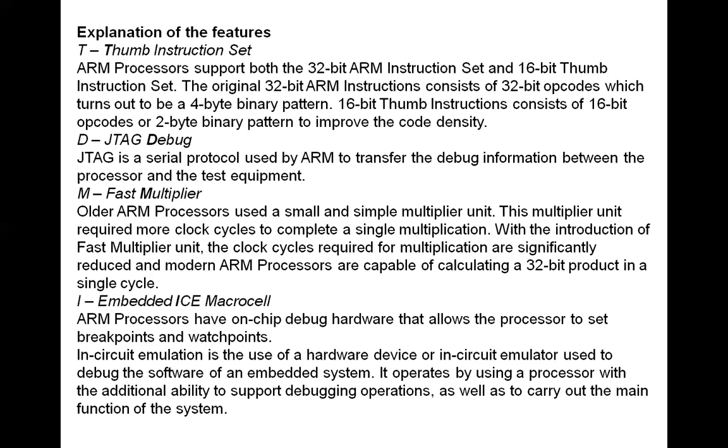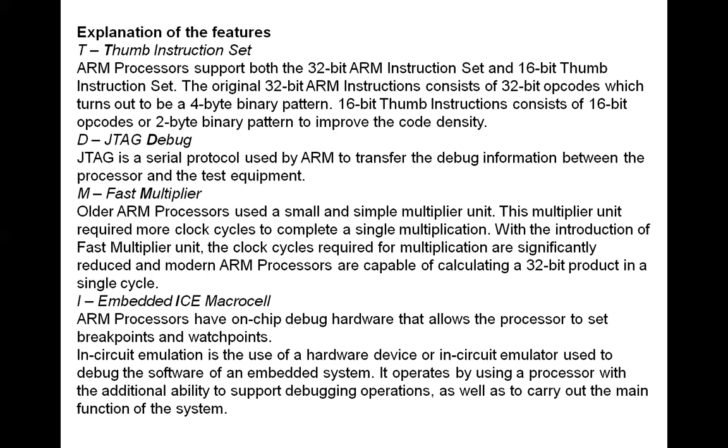As I told you, in the 8051 only a single multiplier unit will be there, and it will help you do the multiplications. But it has a drawback that it requires a lot of clock cycles for that operation. Now, because of modern technologies, you are capable of doing multiplications in a single cycle also, right? Then next is I, indicating the embedded ICE macrocell.